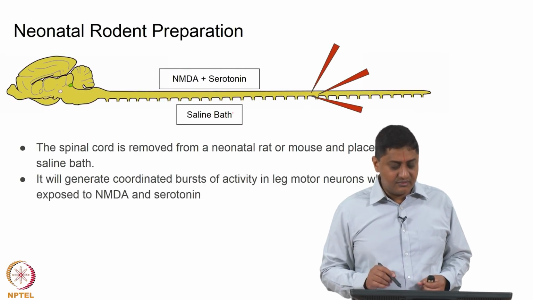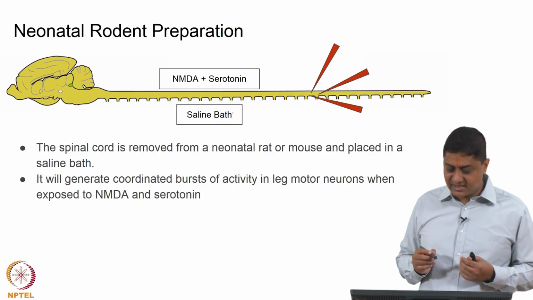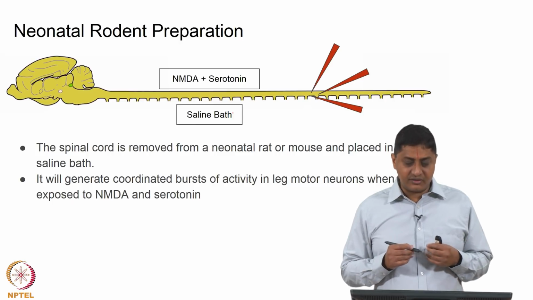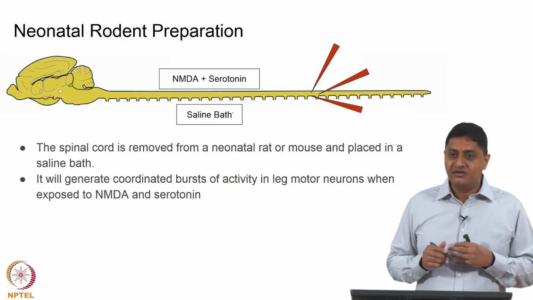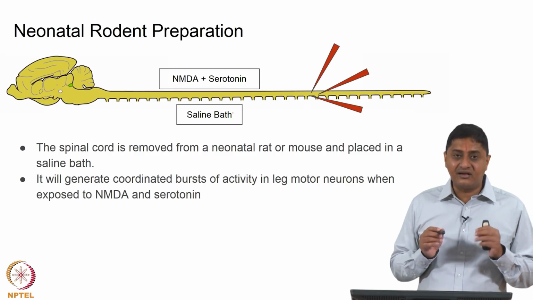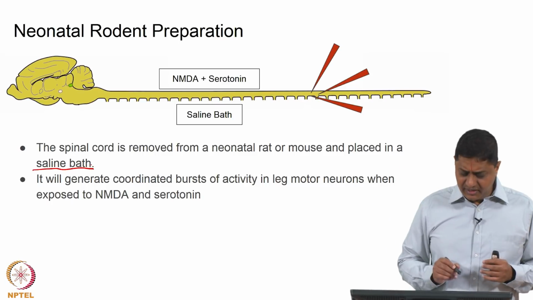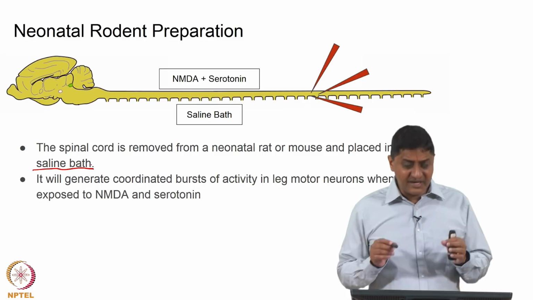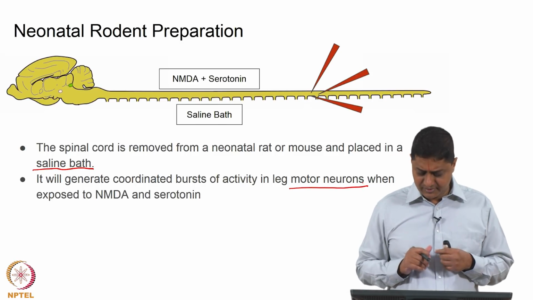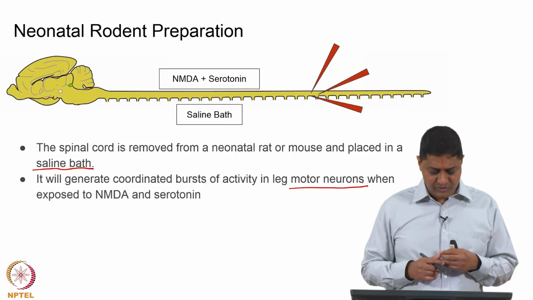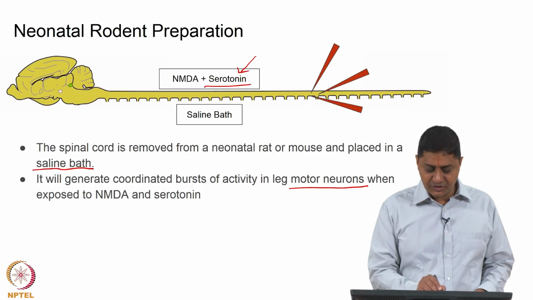Then there is the more recent neonatal rodent preparation. In this case, the spinal cord is removed from a neonatal rodent, a baby, a pup between 0 and 5 days old, and kept in a saline bath. It will generate coordinated bursts of locomotor-like activity in the motor neurons when exposed to specific chemicals. What are these? Serotonin and NMDA.